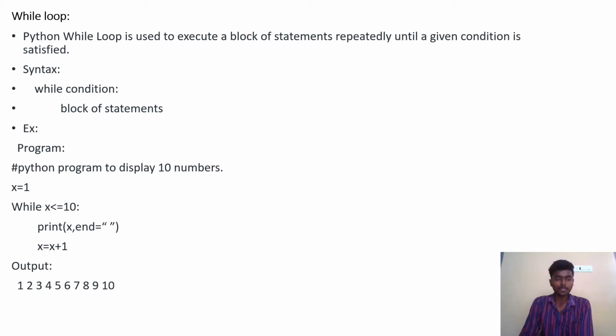It means at first the x value is 1 and it comes to while x less than or equal to 10. x value is equal to 1, 1 less than or equal to 10 is true and 1 is printed. Again the x value gets incremented and x becomes 2, 2 is less than or equal to 10, true, and 2 is printed, and 2 gets incremented and the x value changes to 3, 3 less than or equal to 10, true. Likewise, the numbers up to 10 are printed.